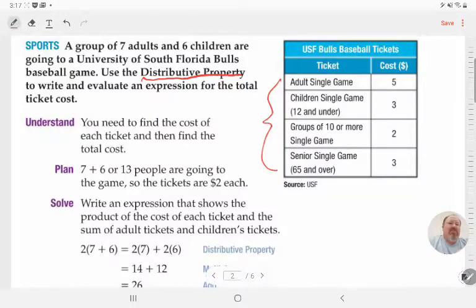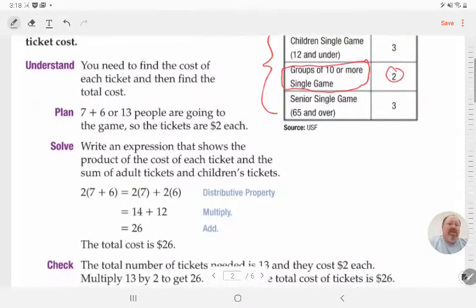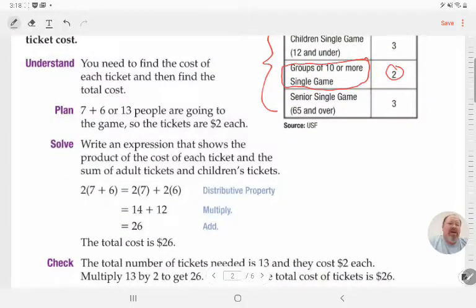Well, if there's 7 adults and 6 children, that's 13 people. And here it says groups of 10 or more is $2 a ticket. So we could say $2 times the sum of 7 plus 6. Then we multiply 2 times 7 and 2 times 6, which is 14 and 12. Add them together to get the total cost of $26. That would be doing the problem as a distributive property, okay?